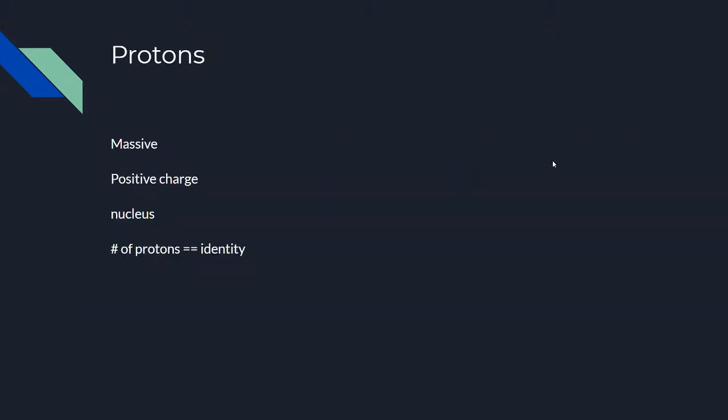So protons, very, very massive. They carry the positive charge. They're located in the nucleus. And the role of the proton is to give the atom its identity. We'll get to that in a bit when we talk a bit about the periodic table. Next up, we have electrons. They're tiny. They have negative charge. They're located outside the nucleus. The number of electrons gives the atom its personality.